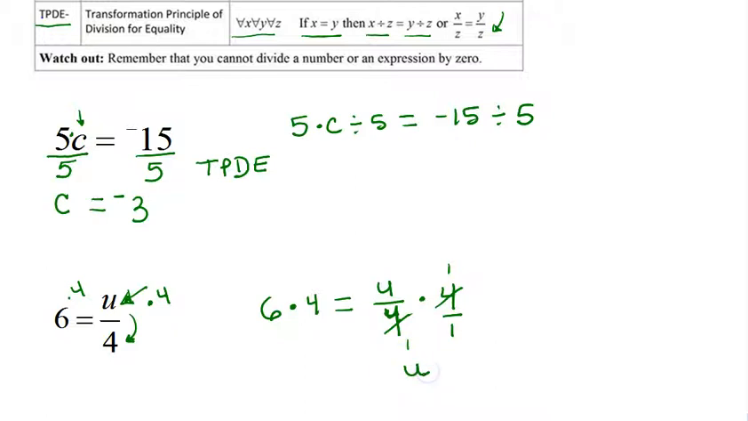You can do the same thing here. 4 times 6 is 24. u equals 24. So that would be my solution.